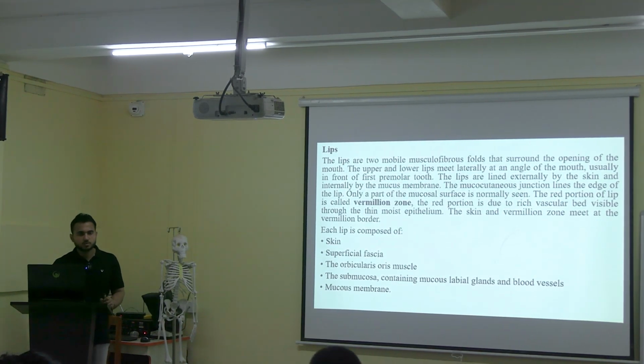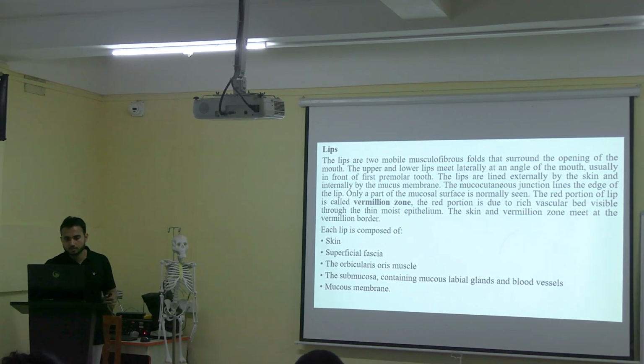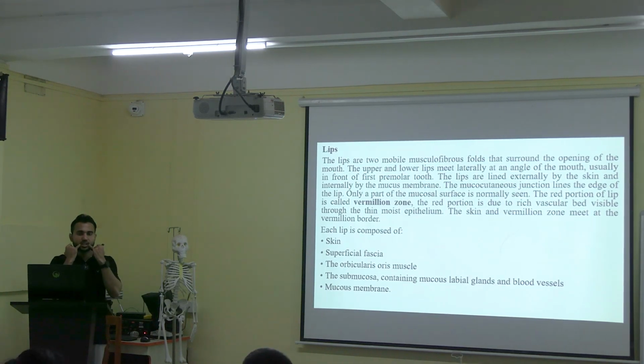So as you know, the lips are a musculofibrous fold which surrounds the oral opening. Two lips are there, upper lip and lower lip. Both the lips join laterally at the angle of the mouth. Look, this is the angle of the mouth. The upper lip and lower lip will join together over here. This is the angle of the mouth.